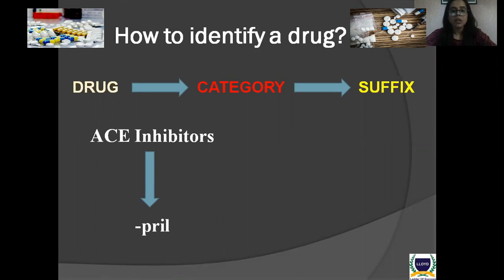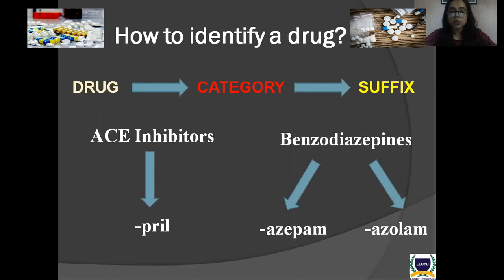But sometimes we have drugs like benzodiazepines. Benzodiazepines have two drug suffixes. For example, the first one is azepam and the second one is azole. In such categories, we can remember the two or more suffixes belonging to that category. But many of the drugs belong to one category which has a unique suffix, which is the best tool to identify the drug and its category.